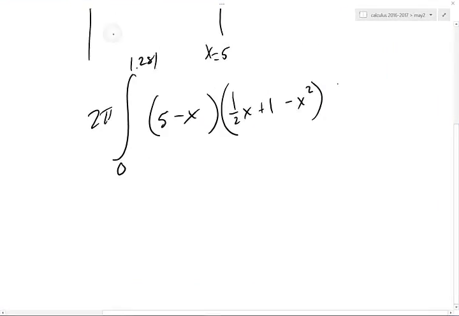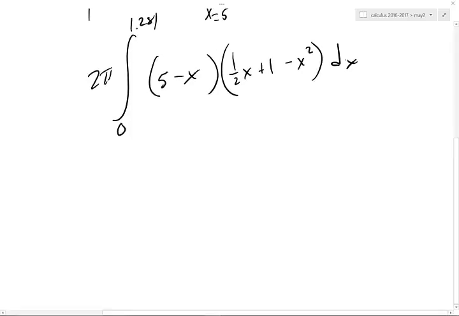How am I going to take the integral of this thing? We have to FOIL it out, yes? And so it's going to be 2.5x plus 5 minus 5x squared. And then you're going to get a negative x squared over 2. And a minus x and a minus x, no, plus x cubed, dx.